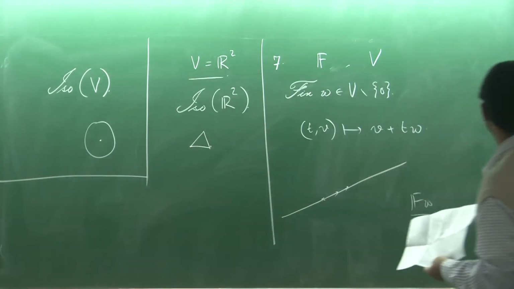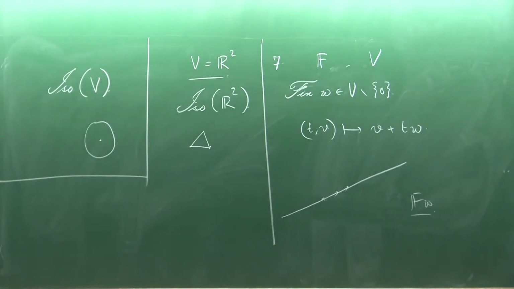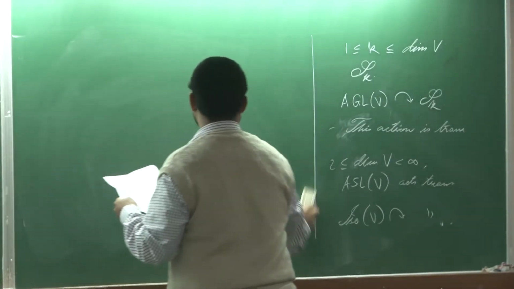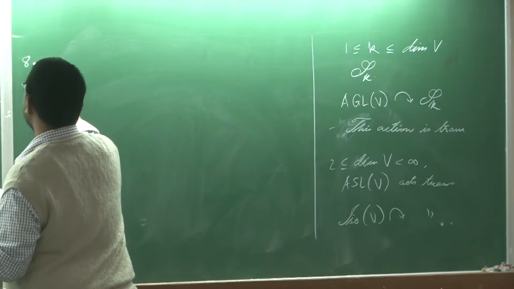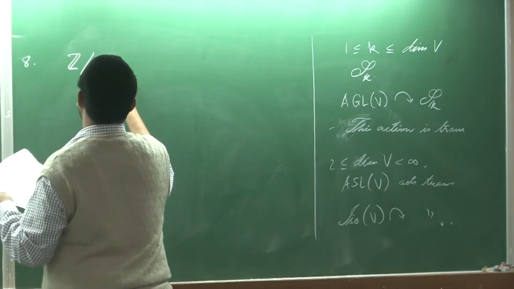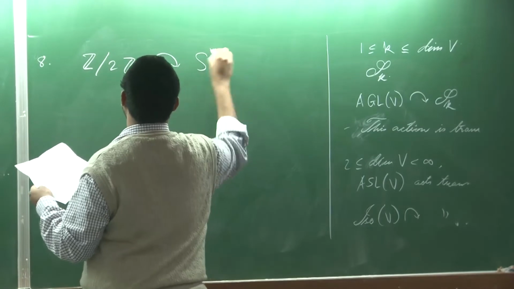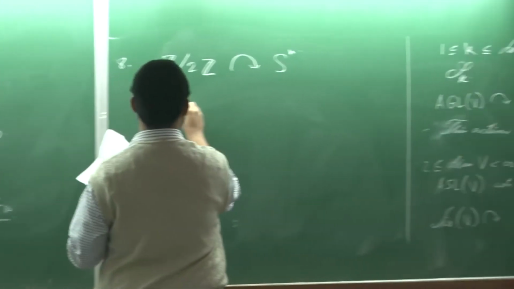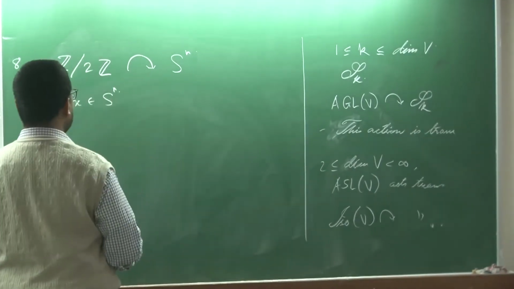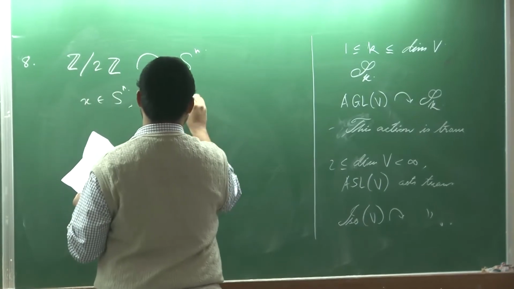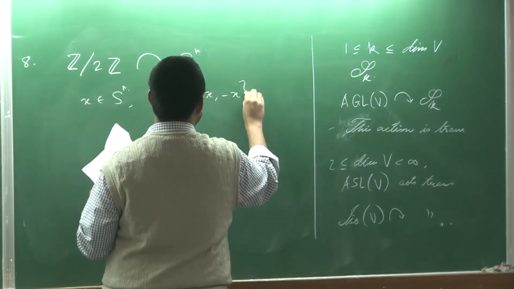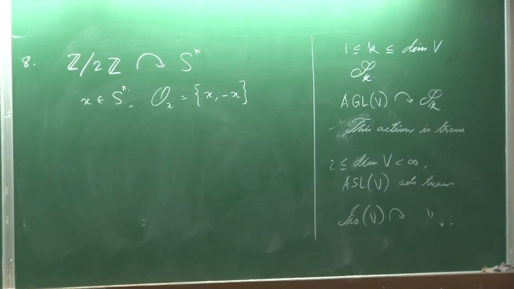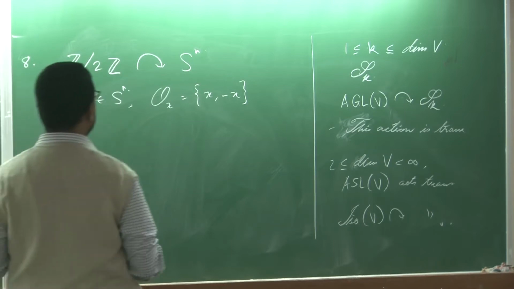Let us now talk about another example. Recall that the group Z mod 2Z has a natural action on S^n, the n dimensional sphere. For any given x in S^n, what is the orbit of x? It is easy to see that the orbit of x is x and minus x. That is how the action is defined: the class of 1 acts by sending each x to minus x. So for each x this is the orbit.